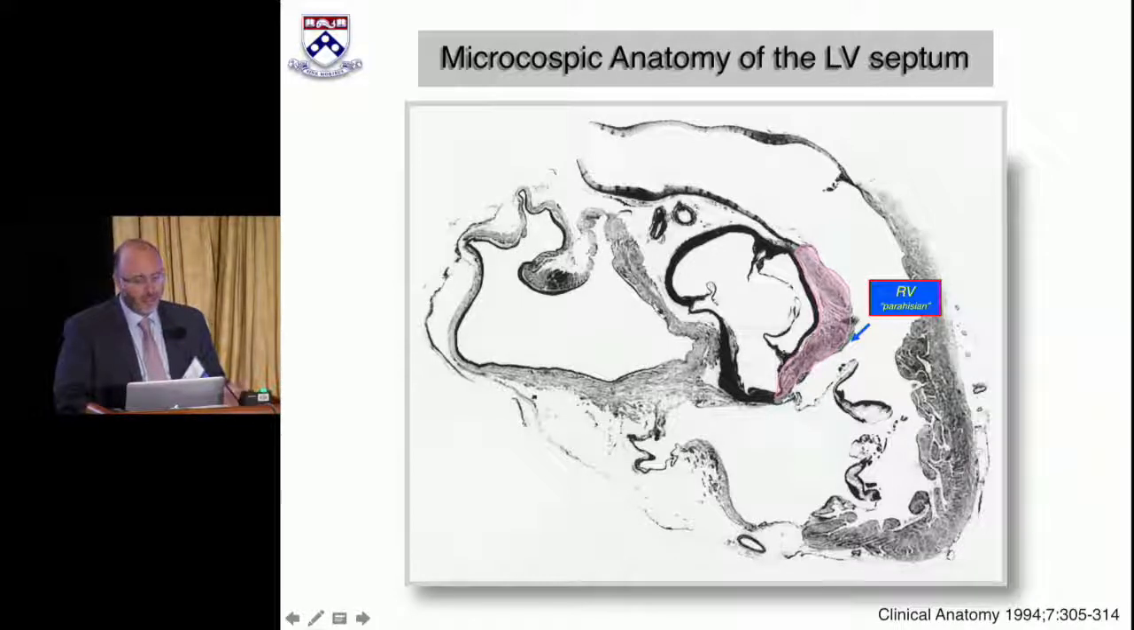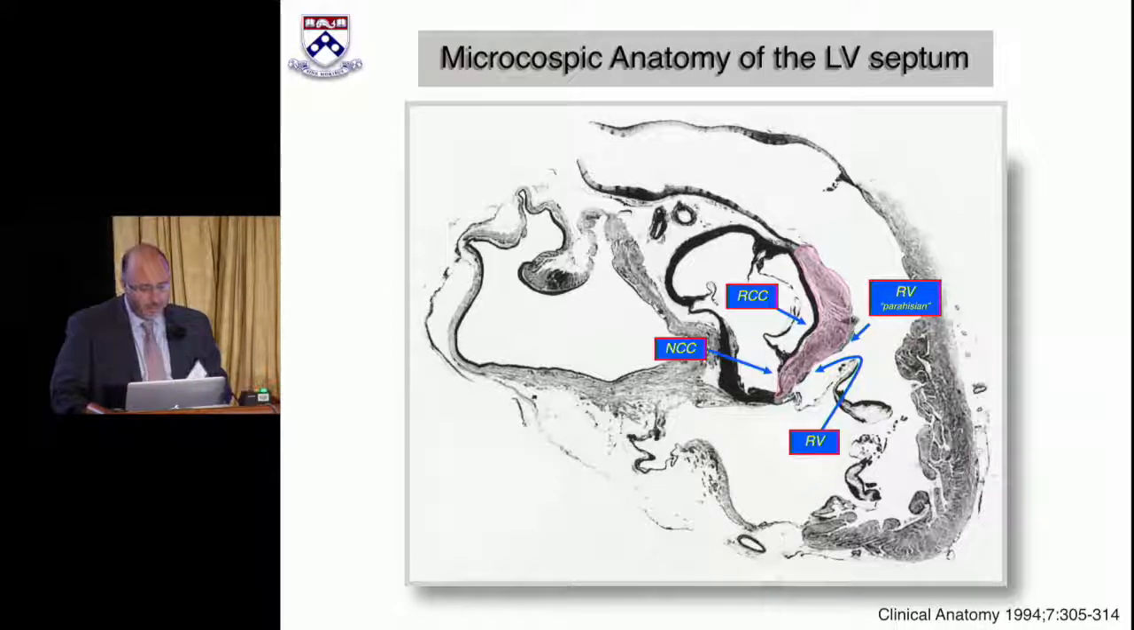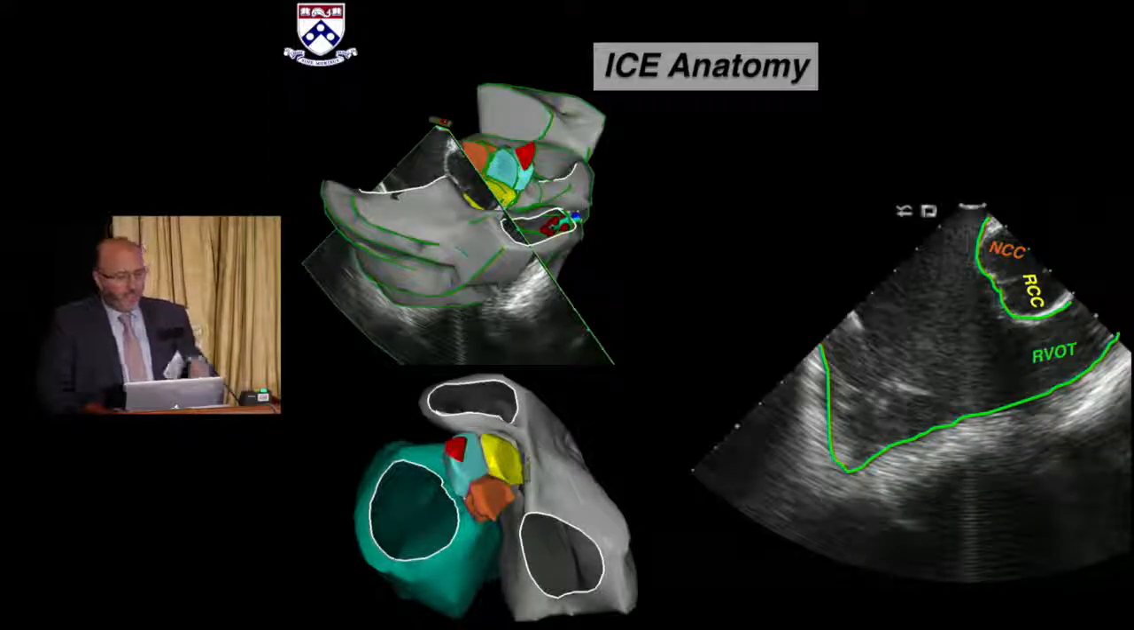But how do we map this? And the approach that we will describe, instead of just burning there before you decide where you're going to burn, is you have to map this tissue from behind the tricuspid valve. You have to map from the other sides, right coronary cusp, non-coronary cusp, and sometimes even from the right atrium. And if you approach this with a detailed activation map from all these areas, you will have to tailor your approach to the ablation.